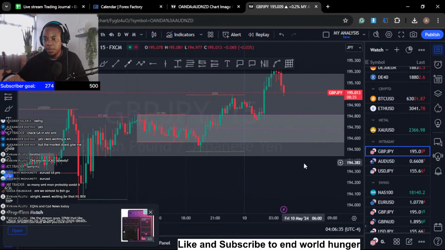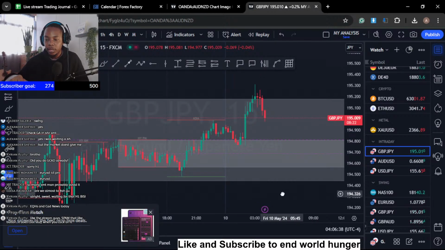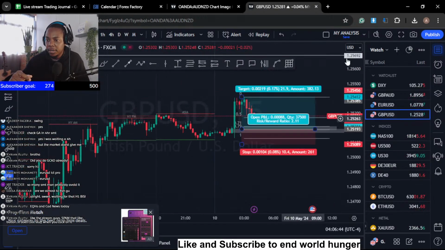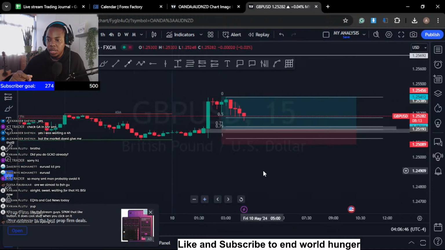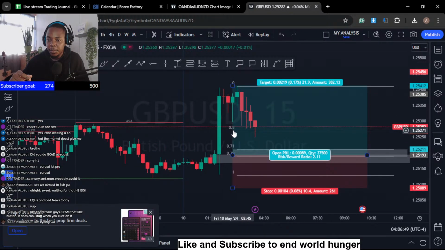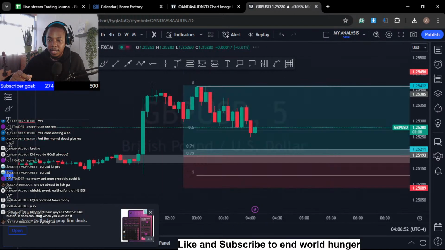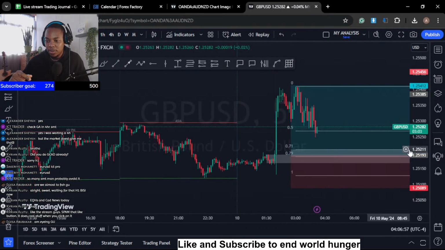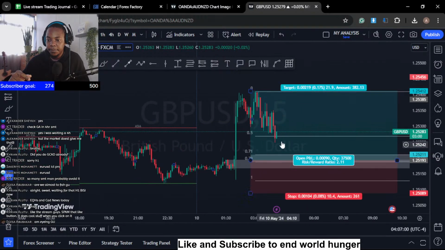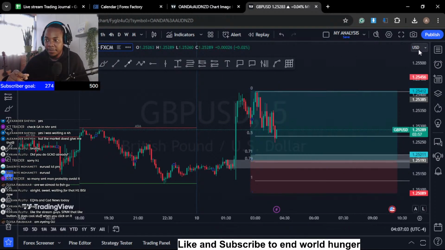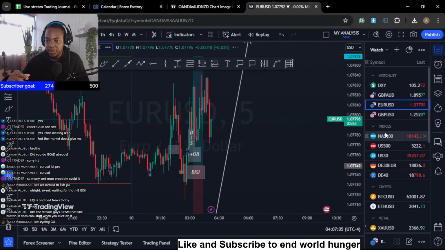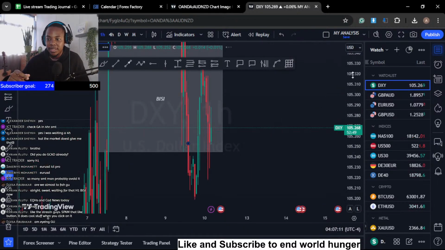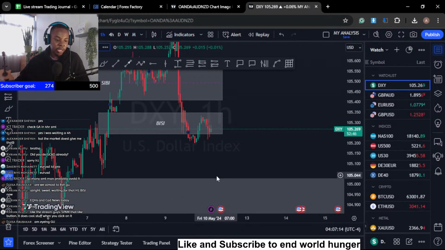And then GBPJPY. Seems like all the GBP pairs are falling now. GBPUSD finally tapped below the 50% zone, so it tapped into the discount price. But I'd like to see it come here. And if that's happening, what's happening with EURUSD? Well, EURUSD doesn't really give a fuck. I also want to see the DXY actually give us more lower prices.